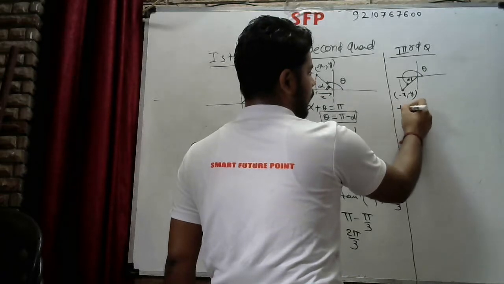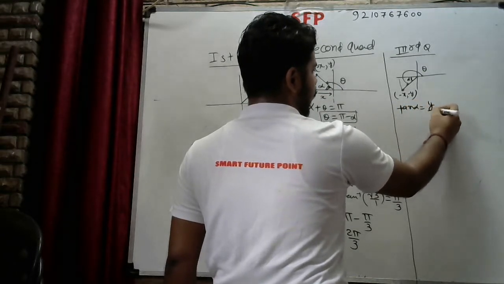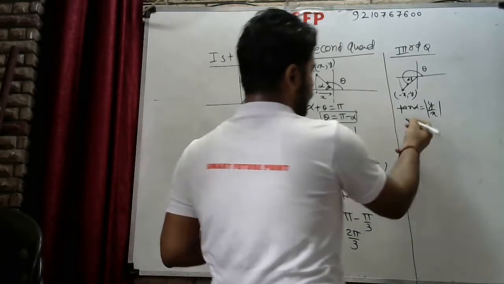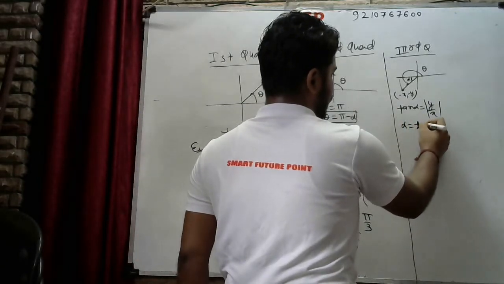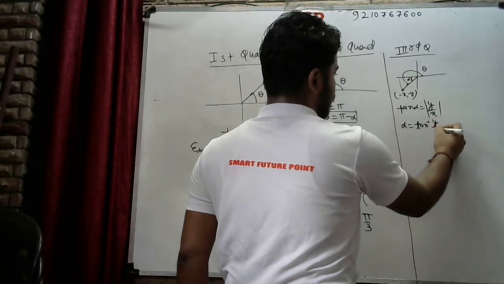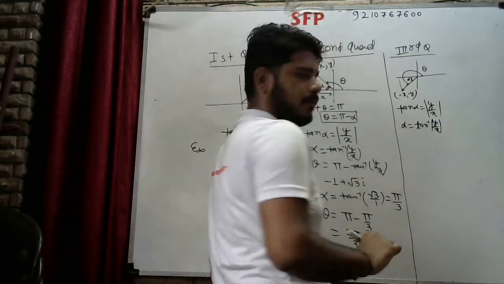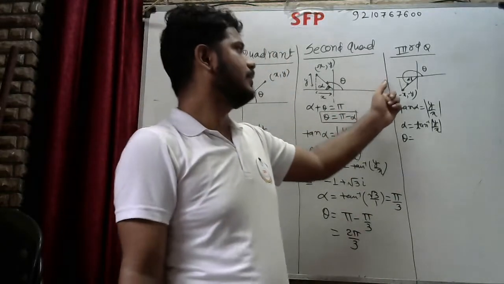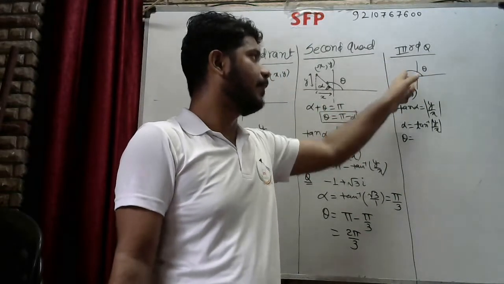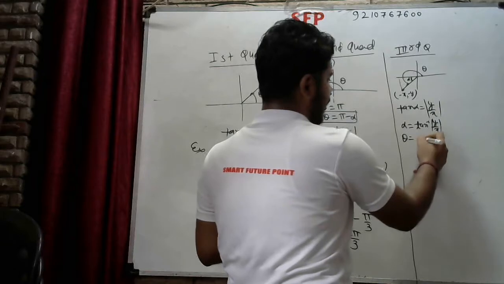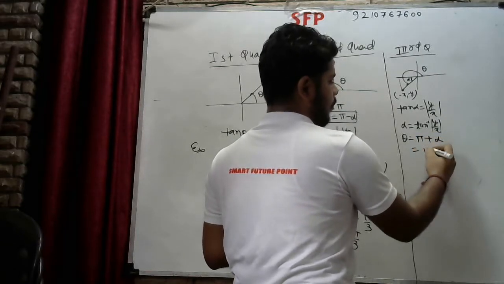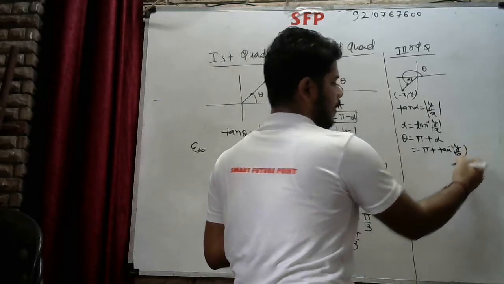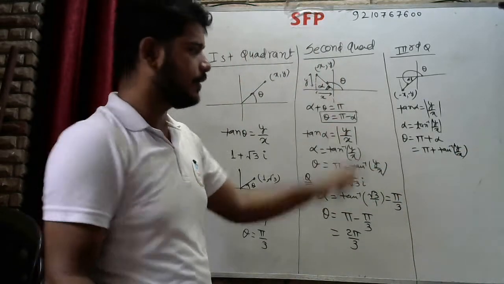Fine. Tan alpha will be y by x, including mod. Alpha will be tan inverse y by x. Fine. What will be the theta? We can say theta is nothing but 180 plus alpha. Theta is pi plus alpha. So this will become pi plus tan inverse y by x. I hope you got this.